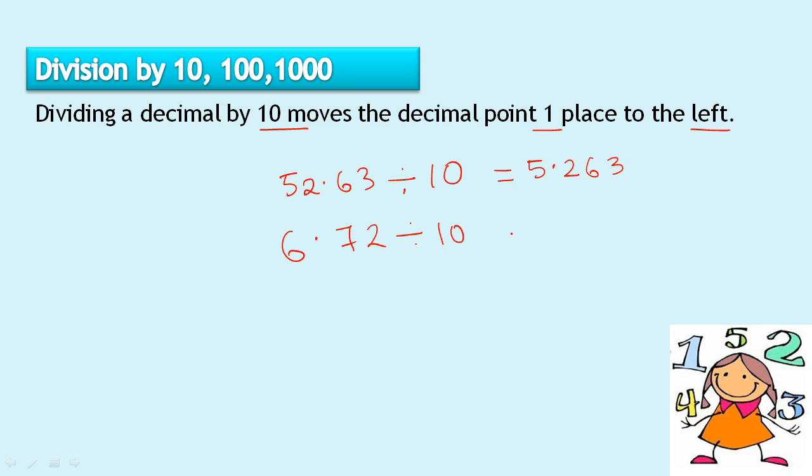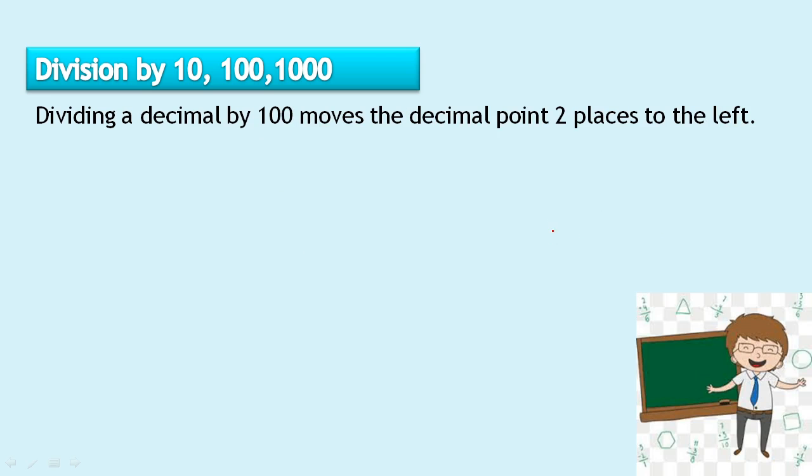Is it clear? Similarly, say 6.72 divided by 10, our decimal point will go one place to the left because we are dividing it by 10 only. So that's why our answer will be 0.672. Very simple.